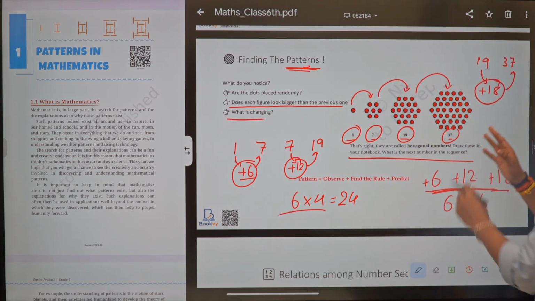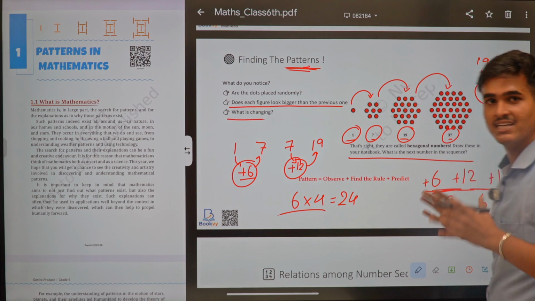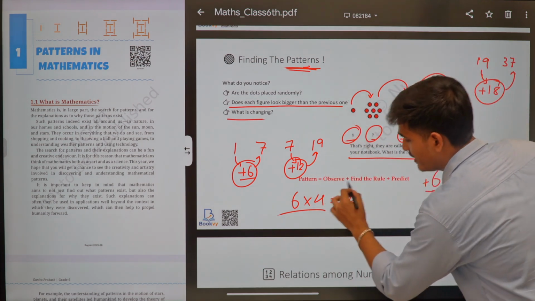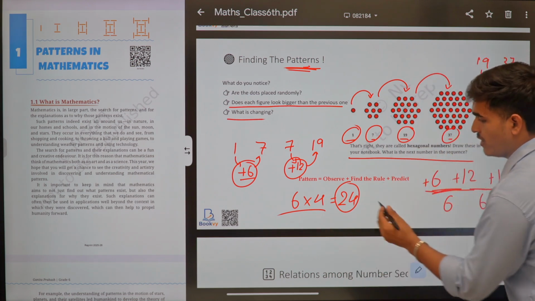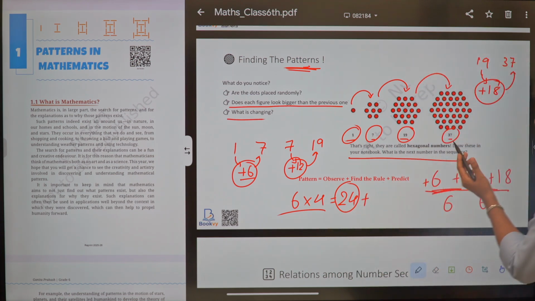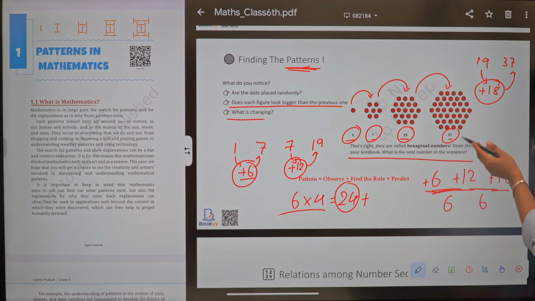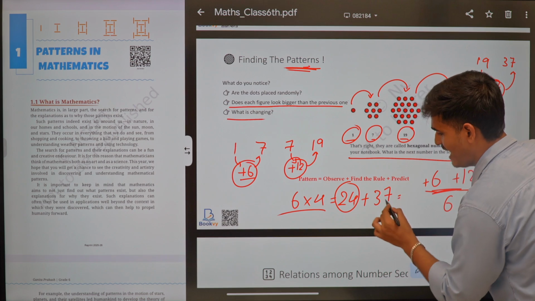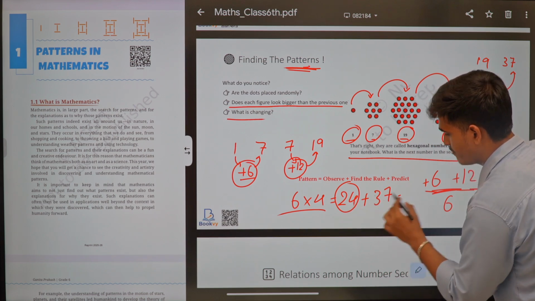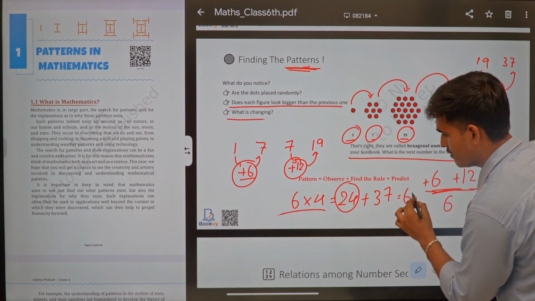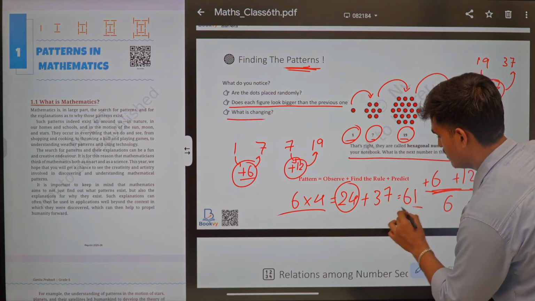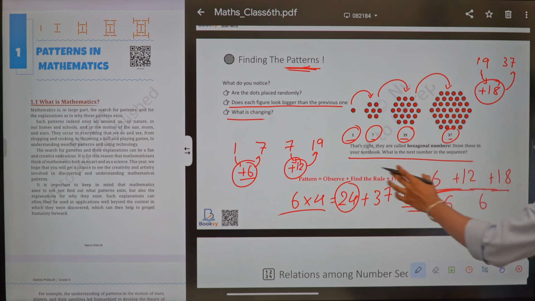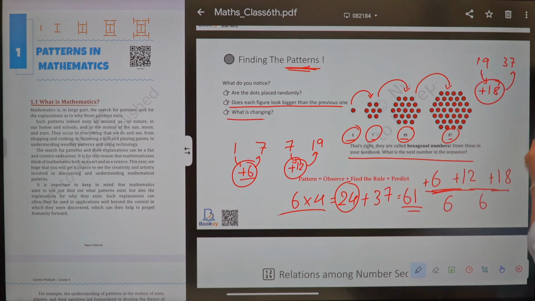Then what we have to do is take the highest pattern number we have, and add the difference to it. So if we add 24 to the last previous number in the pattern, that is 37, you will get 61, right? 61. Okay, so what was asked: what is the next number in the sequence?